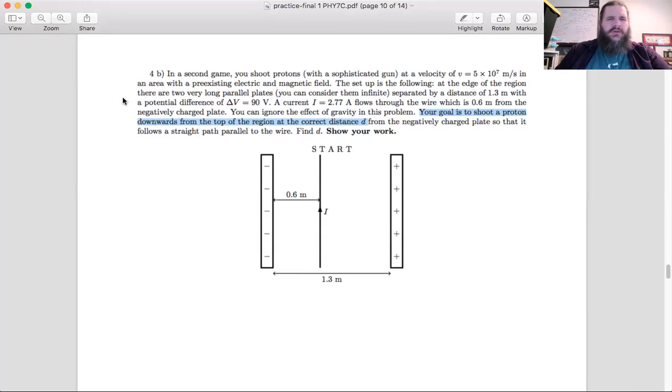So somewhere, we don't know where yet, we're going to be launching a proton. And let me just draw that as a circle. Somewhere we've got this proton. And we want this proton to be able to move straight down. We just want it to follow a straight path parallel to the wire. And also it's moving downwards. So let me mark the velocity there. So there's this proton and its velocity.